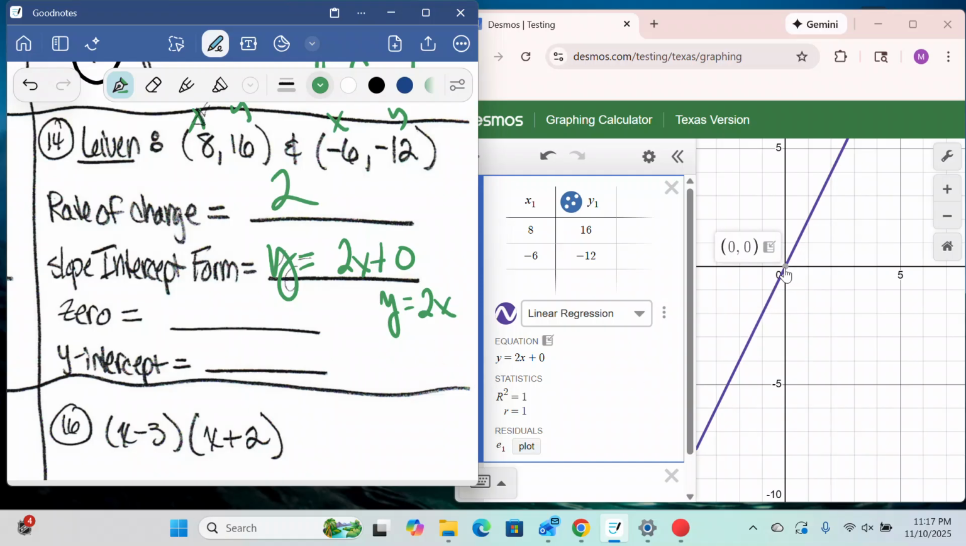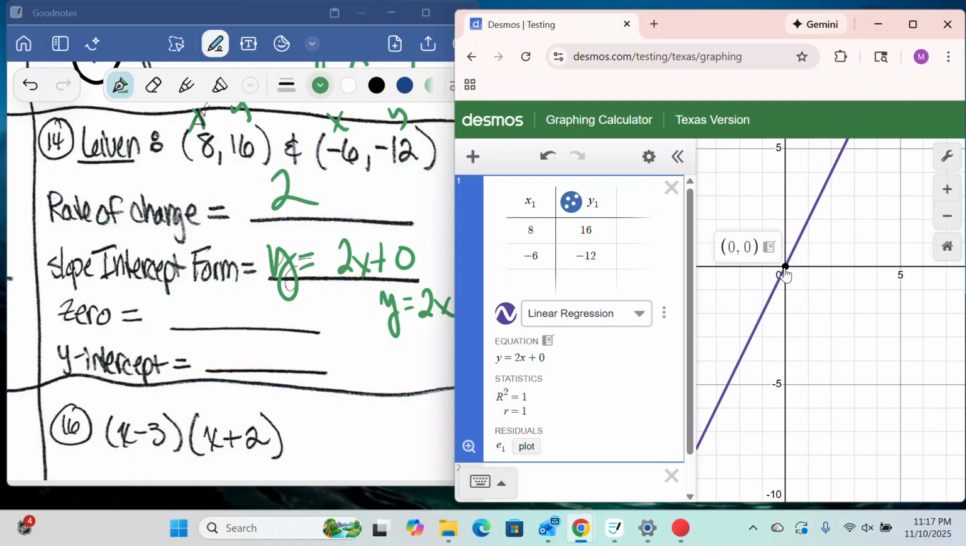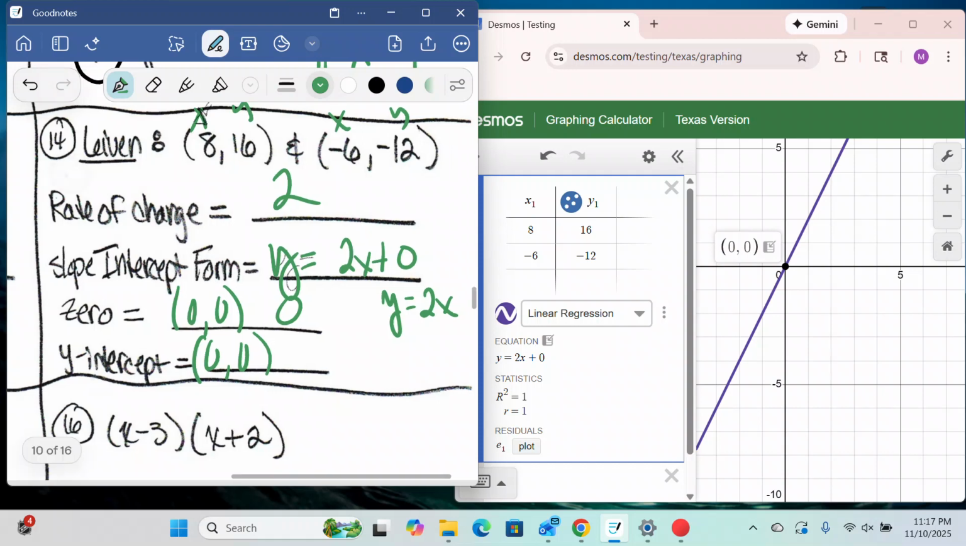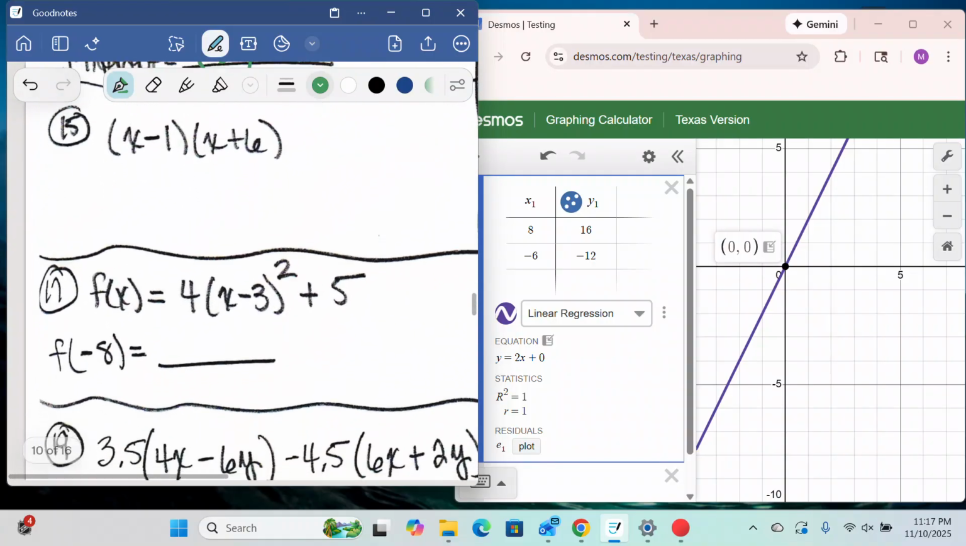I want to find my x-intercept. Oh wow, look at this one. My x-intercept is 0, 0. So my 0 is 0. And my y-intercept is also 0, 0. So interesting question on that one, because they're all 0. My x-intercept and y-intercept are both zeros. So hopefully you got that one right.